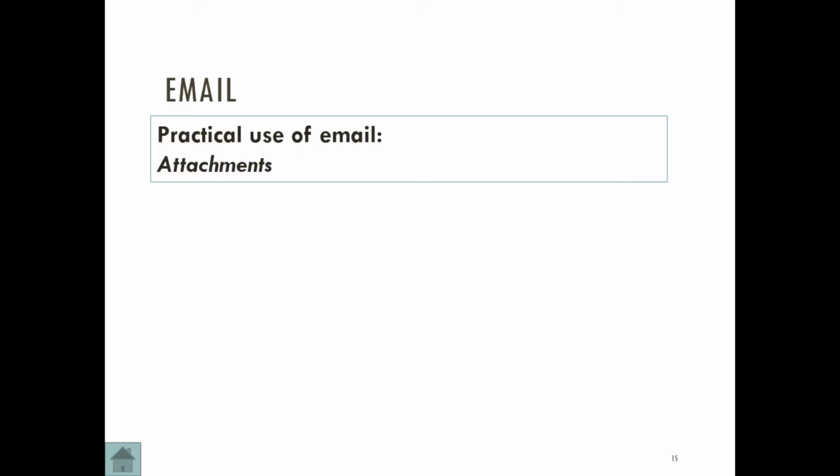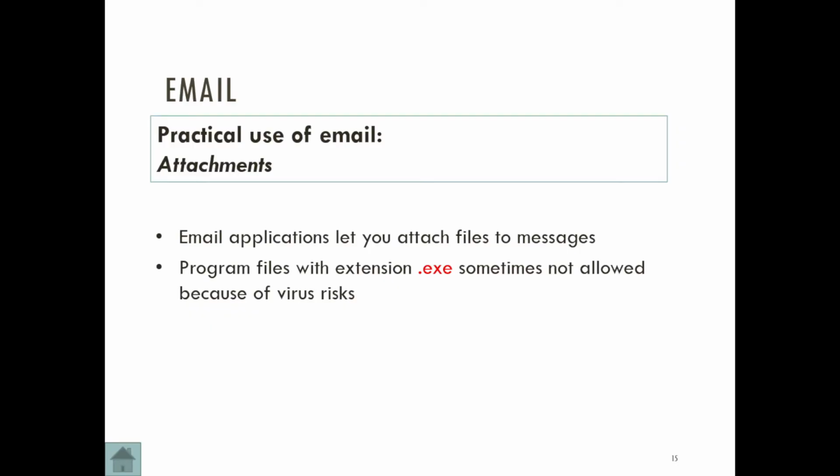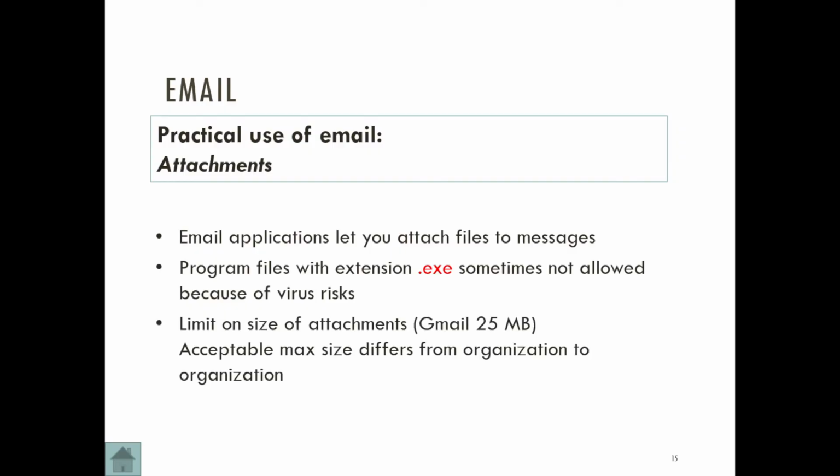Right, then we have attachments as well. The email applications allow you to attach files to the messages. Program files, unfortunately, with an extension of .exe sometimes are not allowed because of the virus risks, and there is a limitation on the size of the attachments. Now, I know different email applications have different limits. I know sometimes with Microsoft Outlook, it could be something like 5 megs at times, and Gmail, yes, 25 megs. These numbers could have changed already, but there are limits on that.